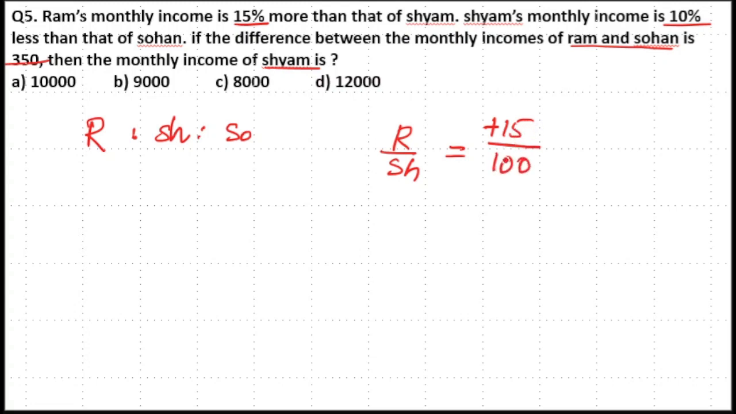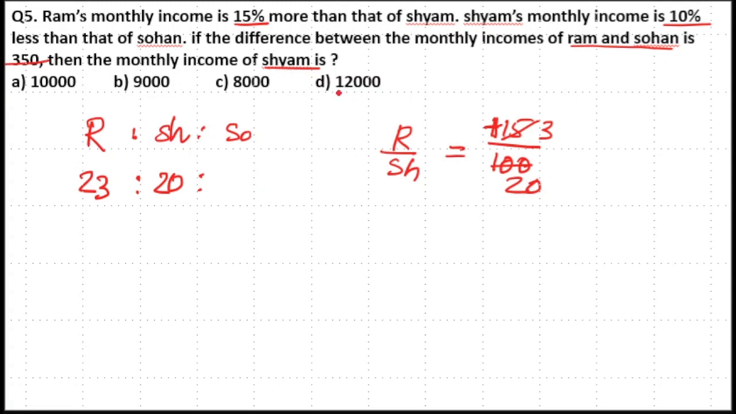15% is 15 by 100. That is, if Shyam's salary is 100, Ram's salary will be 15 greater than 100. That is plus symbol, 15 greater than 100. So if you cancel, the ratio will be 5 into 3 is 15, 5 into 20 is 100. So if Shyam's salary is 20, Ram's salary will be 20 plus 3. That is, Ram's salary will be 20 plus 3, 23, and Shyam's salary will be 20 according to the question.